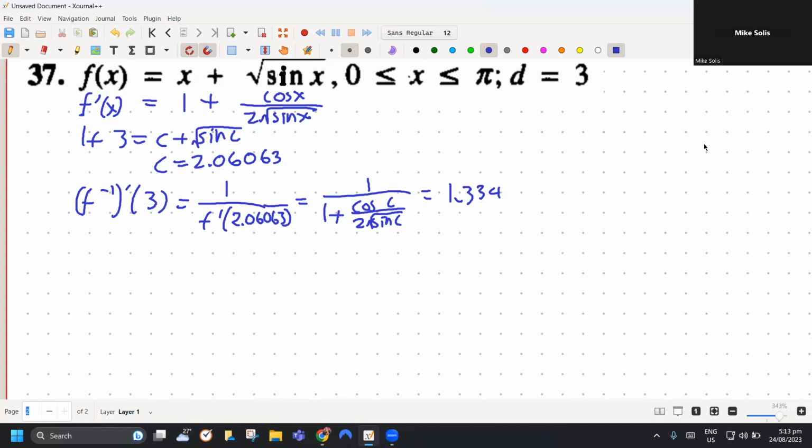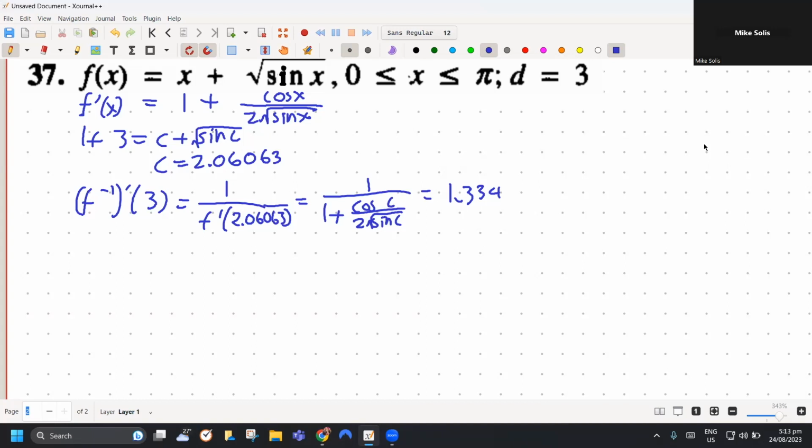Okay. Tapos tingnan mo, di ba? Pag tinry mong gawin siya na solve for the inverse function, hindi talaga siya kaya eh. Or masyadong magulo. So, for this one, mas optimal yung hanapin mo numerically eh. Okay, 37. So, we're done with this.